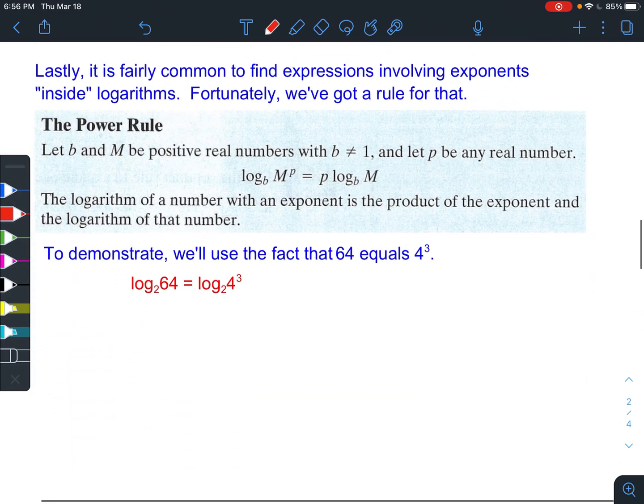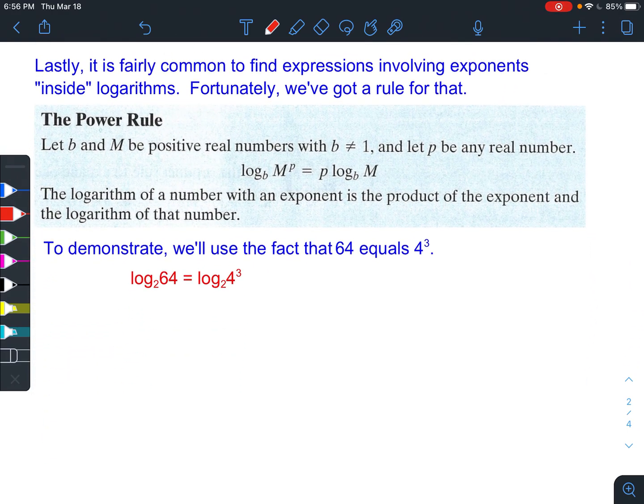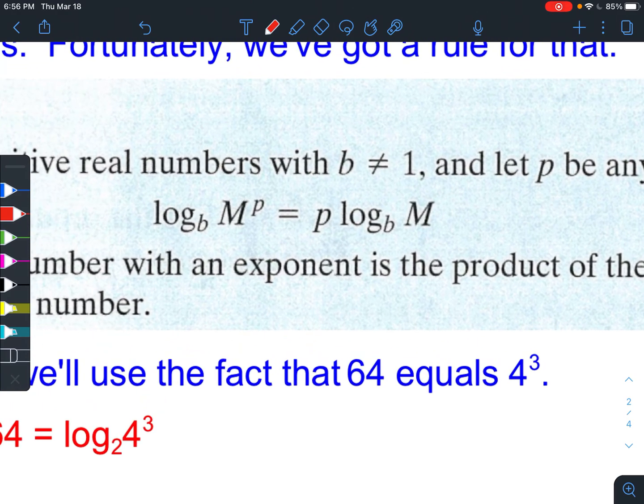All right, moving on. Lastly, it's fairly common to find expressions involving exponents inside of logarithms. Fortunately, we've got a rule for that called the power rule. If b and m are positive numbers, again, same basic setup as before, but we've also got now p, and p is any real number we want it to be. All right, let me zoom in. Oh, this is a little harder to see.